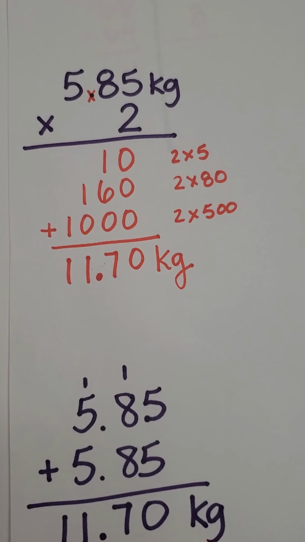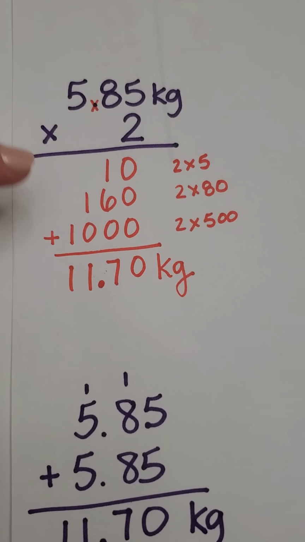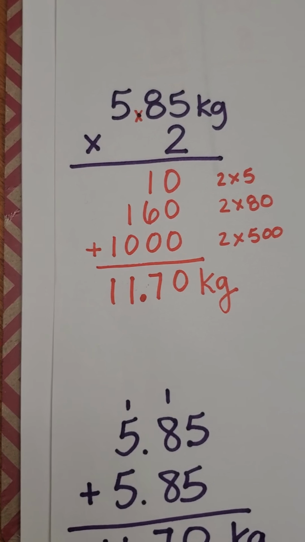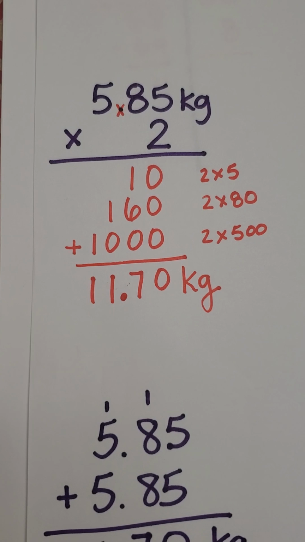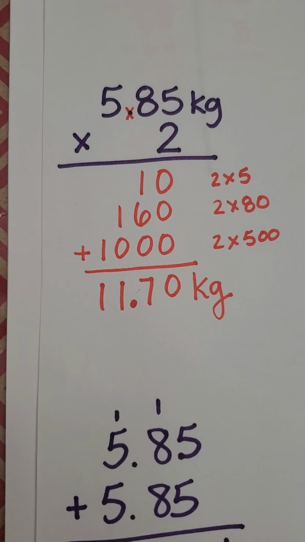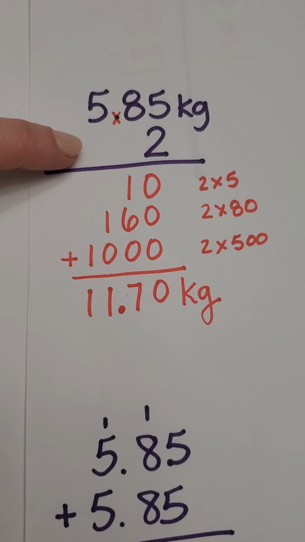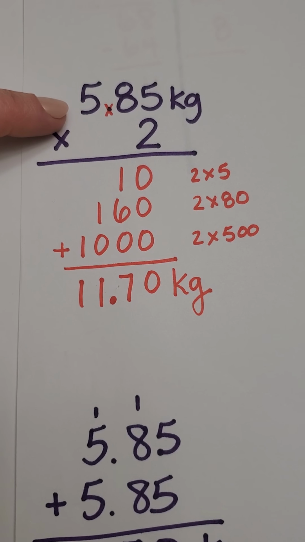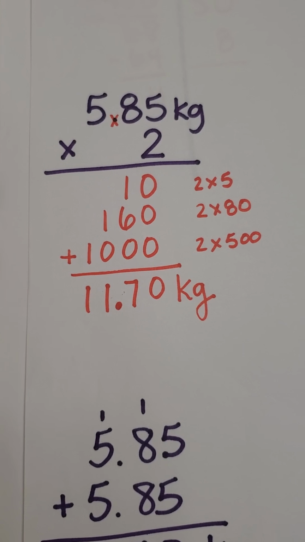So I did the stacking method here. I ignored my decimal place. Make an estimate first. Actually, that's the first part of this question I left out of this video. You're supposed to make an estimate of how many 2 patio stones. So if 1 patio stone is about 6, 2 would be about 12. So when you multiply 5 and 85 hundredths of a kilogram times 2, you should have something close to 12.